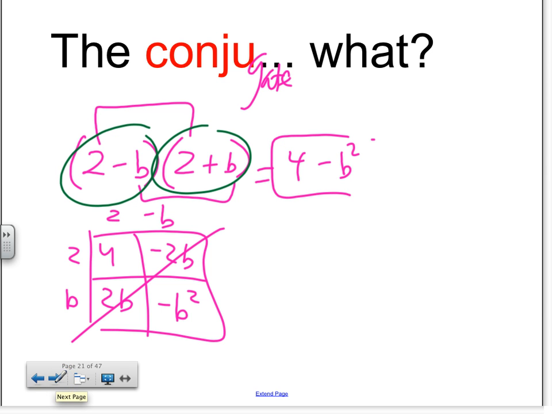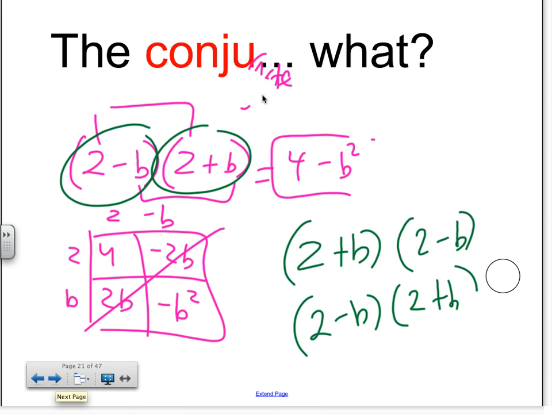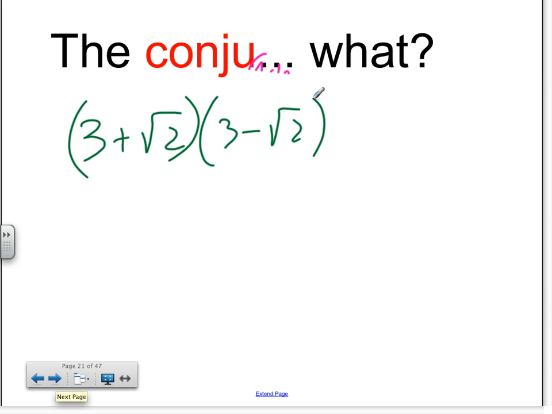Okay? So if I give you 2 plus b and I ask you to find its conjugate, you say it's 2 minus b. Or vice versa, if I give you 2 minus b, what is the conjugate of that? 2 plus b. It has to be the opposite sign. Try another one. If I ask you to find the conjugate of, for example, 3 plus rad 2, what is the conjugate going to be? Very good. 3 minus rad 2. You see how that works?